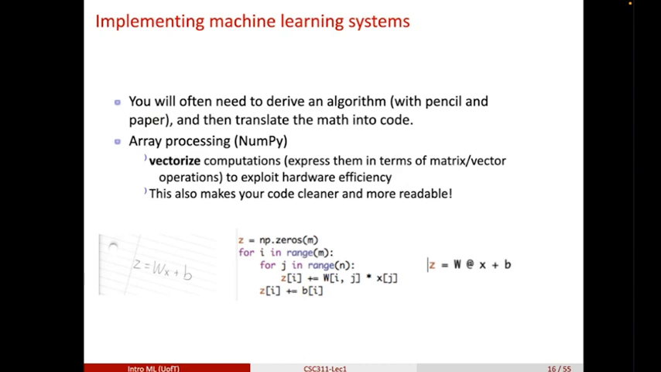Interpreting machine learning systems. Sometimes you need an algorithm with pencil and paper, and translate that math into code. An example of this is array processing using NumPy. We can vectorize computations, express them in terms of a matrix or a vector, and exploit how fast computers can do math. This makes your code much cleaner and much more readable.